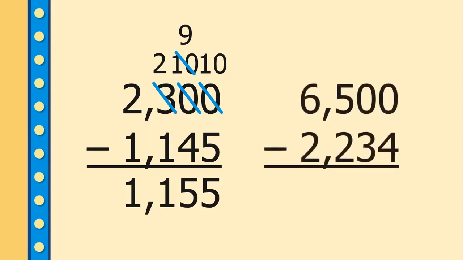All right, look over here. 6,500 minus 2,234. I want you to try this problem on your own. Remember, when you get your answer, take your answer, add it to your bottom number, and you should get your top number. If you don't, you did something wrong somewhere. So try this one out on your own. 6,500 minus 2,234. Pause right now, work it out, and come back. We're going to go over the steps and make sure you did it right.